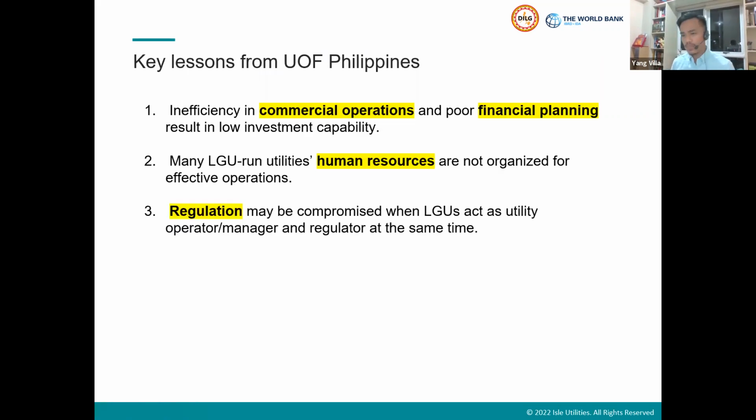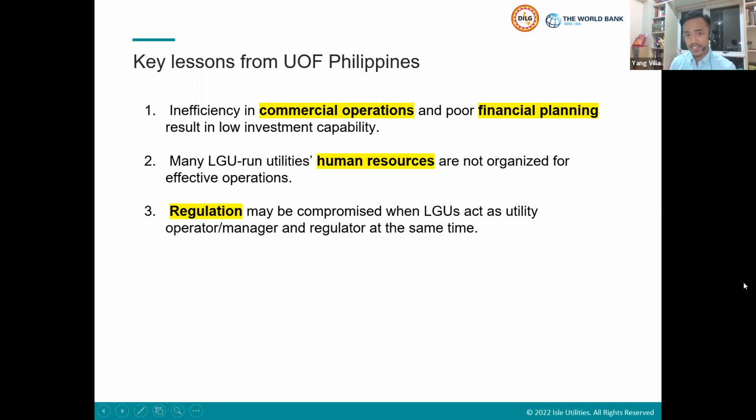The third is also pretty straightforward, but it bears repeating, that it is not advisable for the LGUs to act as the operator or manager of the utility and the regulator at the same time. Ideally, there is a distinction between the Waterworks office and the regulatory office, but we don't really see that in the local government units, at least not a strict delineation. And the consequence of this is that we have a poor enabling environment, a legal framework to hold the utility management accountable for not hitting minimum standards and not hitting targets.